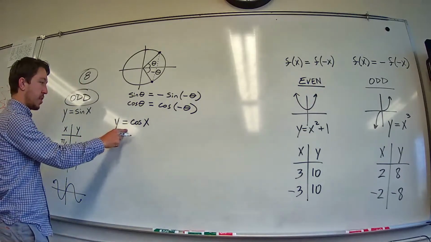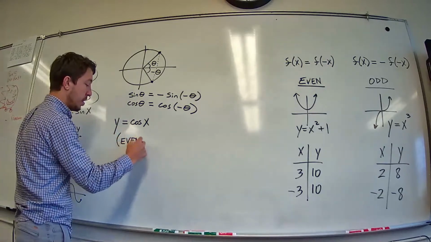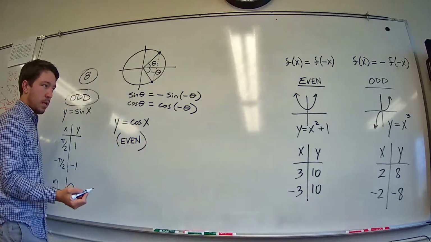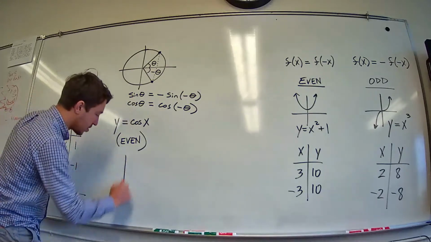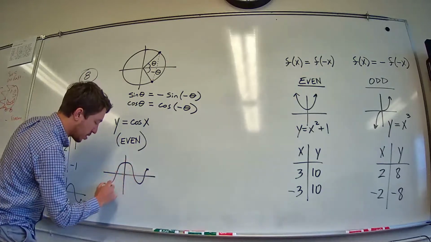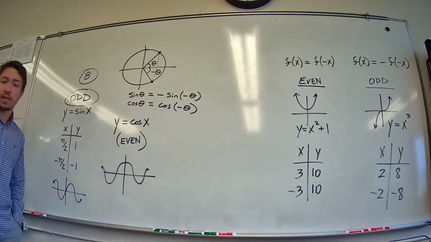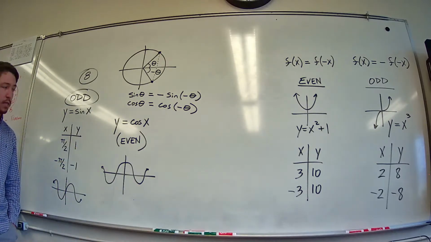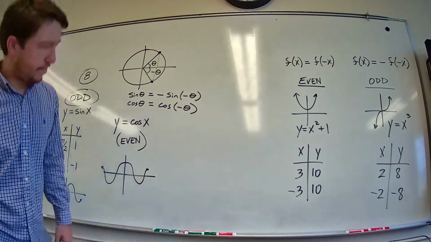So therefore, this function must be even. Does the graph kind of show you its evenness? Cosine graph looks something like this. Right? Cosine looks, I mean, it's a nice perfect reflection over the y-axis. Cosine's an even function. Okay.